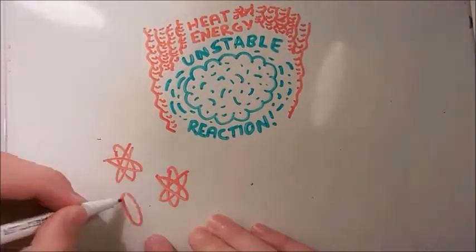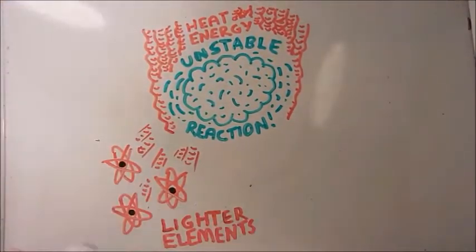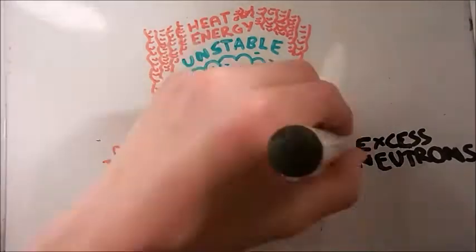As the atoms split, excess neutrons will in turn strike and affect the uranium atoms, increasing the level of radiation as the cycle continues.